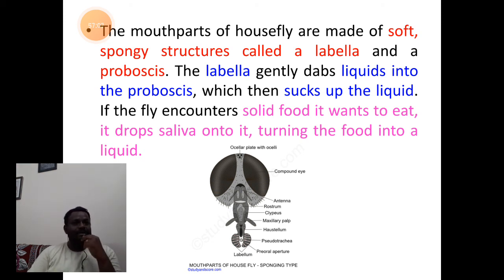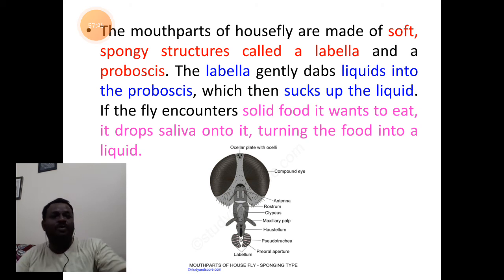Generally, the mouth pads here are said to be spongy, having labella and proboscis majorly. They suck the food if it is in liquid form directly. If it is in solid form, it will drop saliva first onto it, turning that food into liquid, and it absorbs the food back.